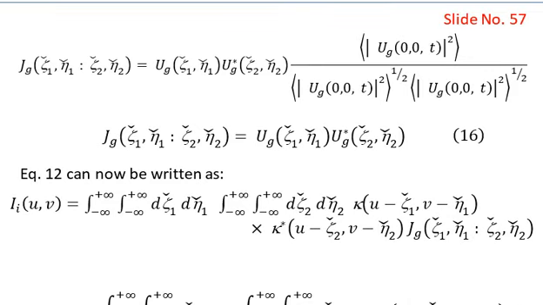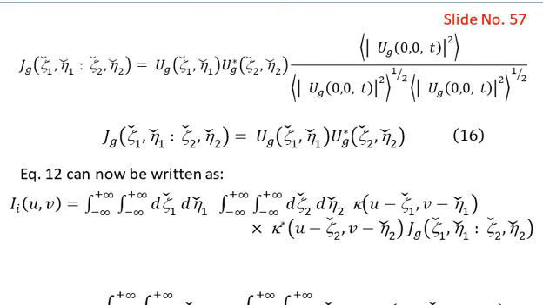So let's write down the intensity for the polychromatic light source. We are plugging now the value of equation number 16 in that expression. So look at the intensity expression. This is the intensity at the image plane as a function of u and v, which will involve double integrations, and you know that this is what we have already explained. Notice that kappa in the two expressions, in the two integrals, that is kappa of u minus zeta 1 and v minus eta 1, and the other kappa, which is the complex conjugate of kappa as a function of u minus zeta 2 and v minus eta 2, these two kappas are independent of time.